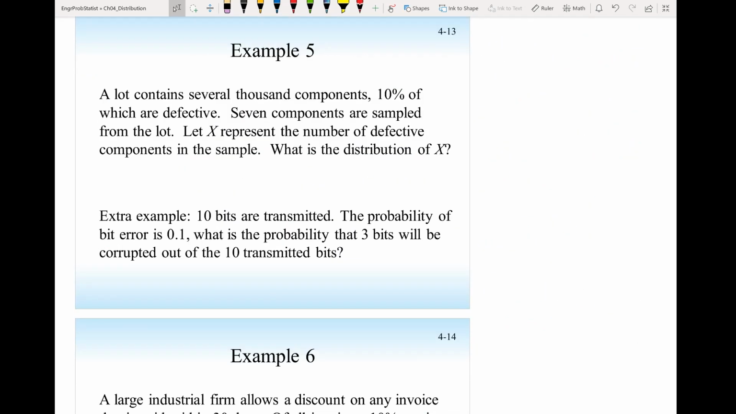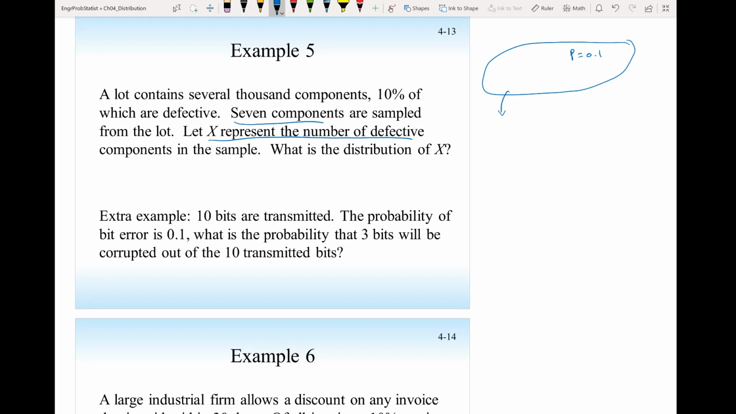A lot contains several thousand components, 10% of which are defective. So p equals 0.1. Let x represent the number of defective. What is the distribution of x? So we pulled 7 components.